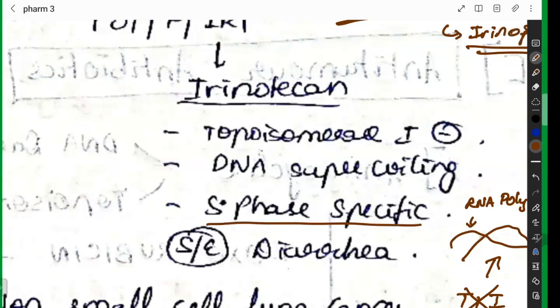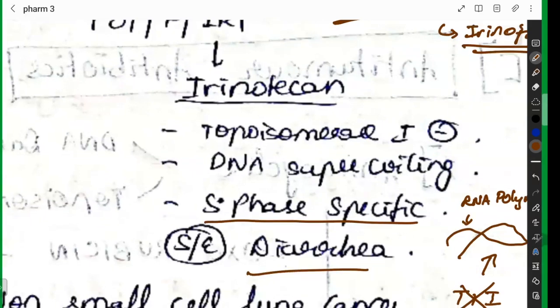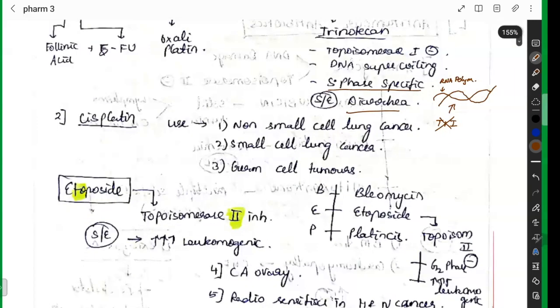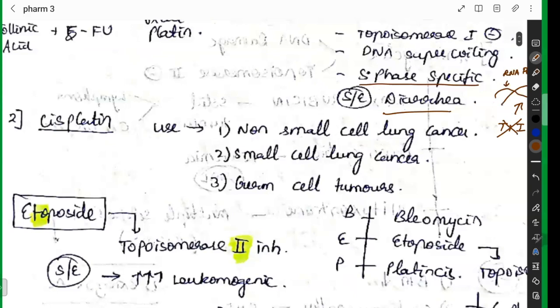Okay, now what are the side effects? Diarrhea can occur. That is a side effect. Now coming to the second drug, that is going to be cisplatin. Cisplatin is used in small cell lung cancer, non-small cell lung cancer and all your germ cell tumors. In germ cell tumor, what is going to be a regimen?